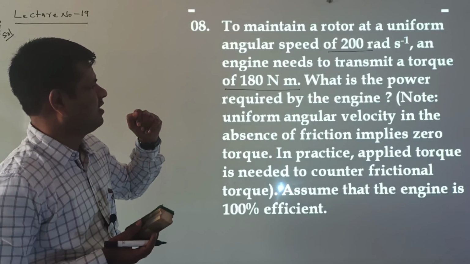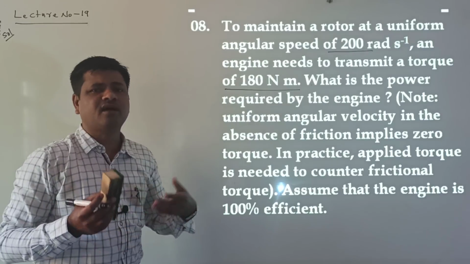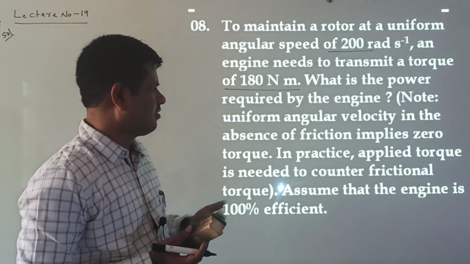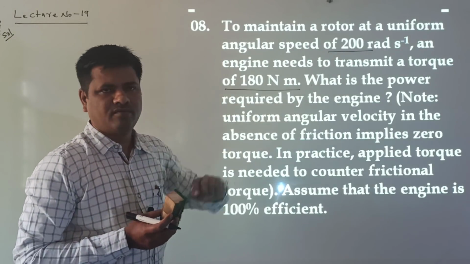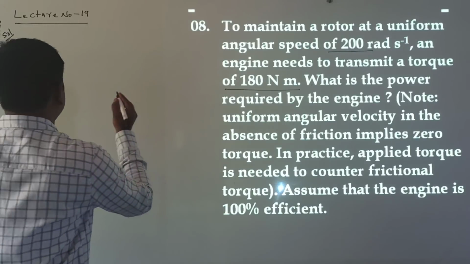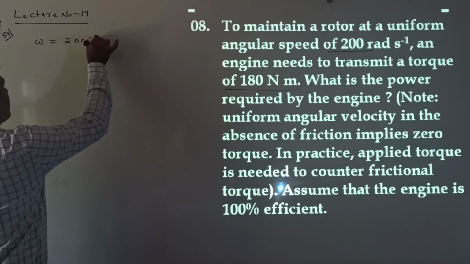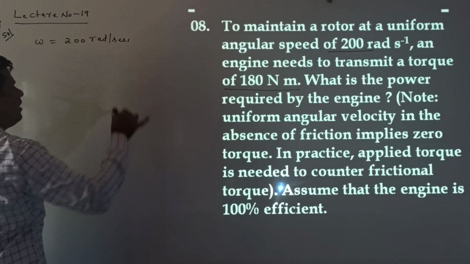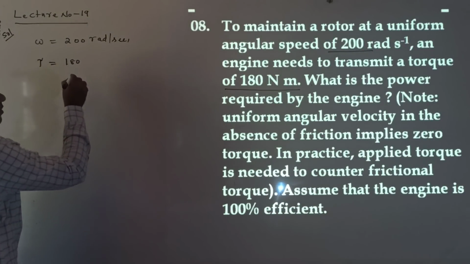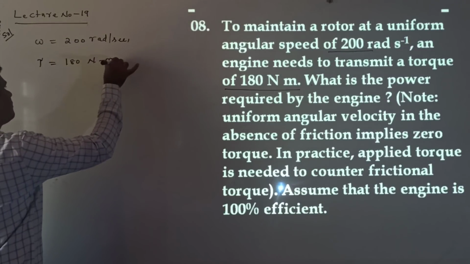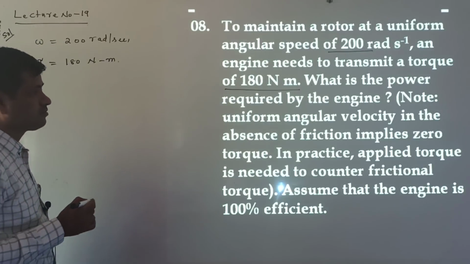What is required here? The power required by the engine. The note says that when angular velocity is uniform, torque is zero, but here we have to find the power required by the engine. First, the angular speed is given: 200 radian per second. Next, the torque is also given: 180 Newton meter. Angular velocity is given, torque is also given.